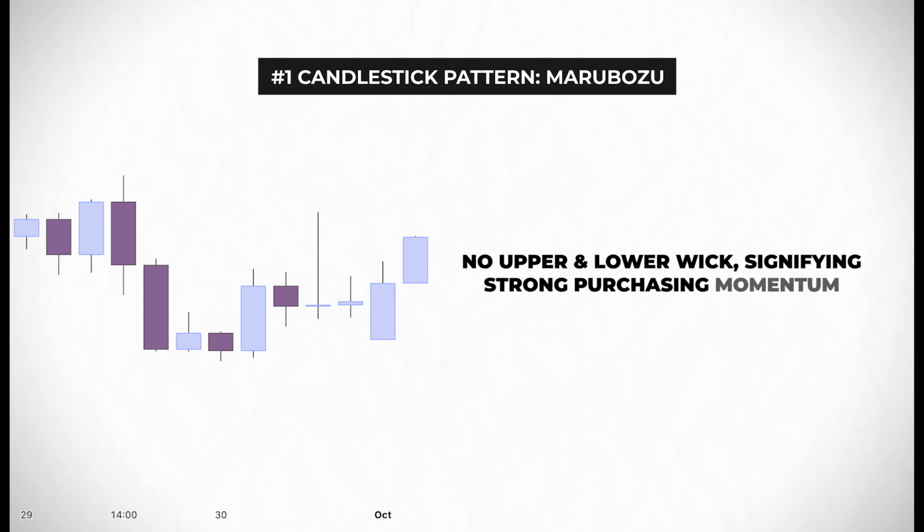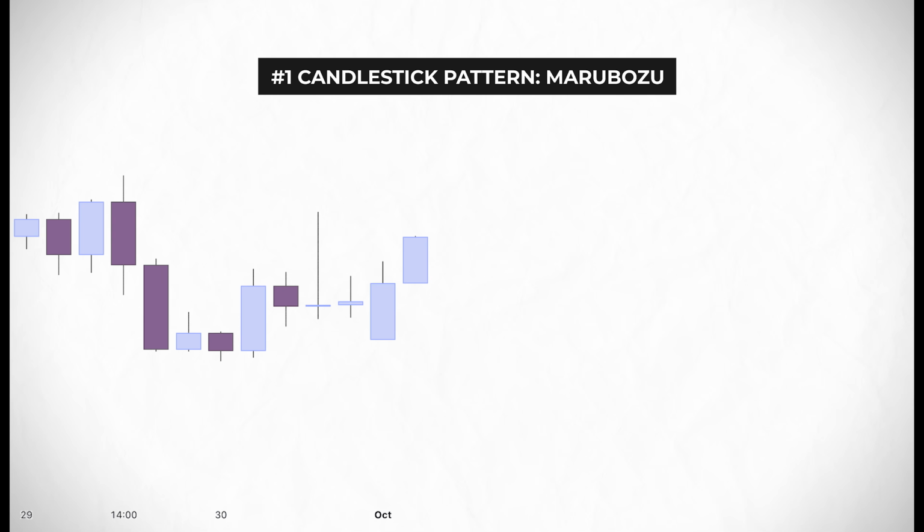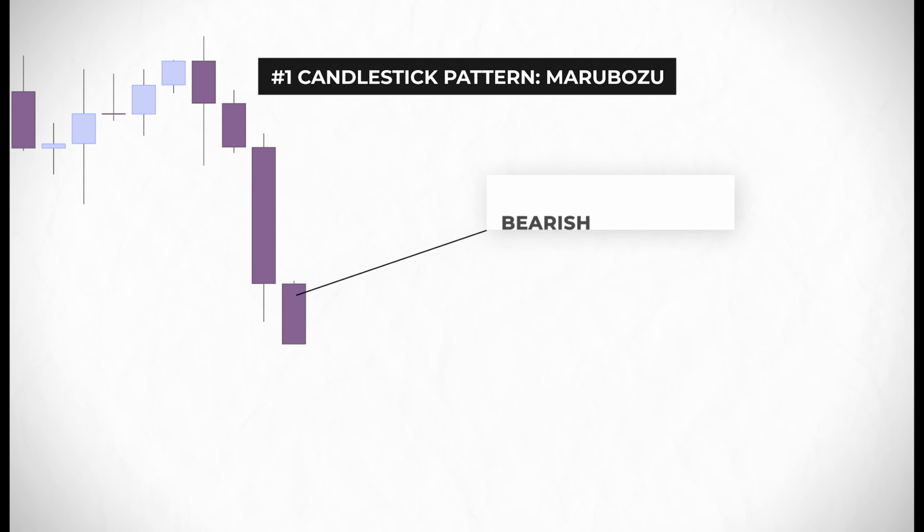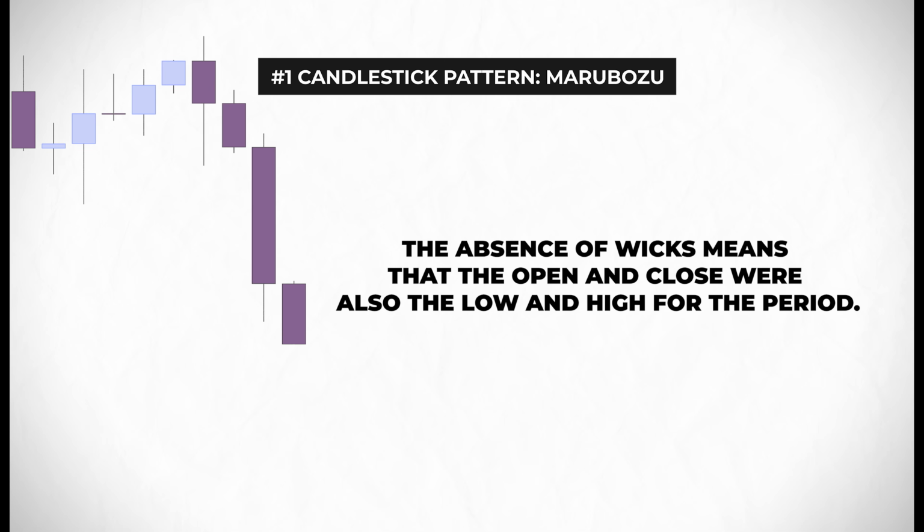Now, the lack of the upper and lower wicks indicates that the opening price was also the low of the session and the closing price was the high, basically highlighting the buyer's dominance from start to finish. On the other hand, a red Marubozu closing at the bottom indicates a very strong and dominant selling pressure. So the absence of the wicks means that the open and close were also the low and the high for the period, and that basically highlights the strength of the bearish sentiment.